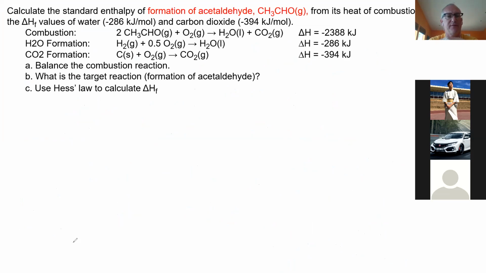The first thing we need to do is, we don't know the formula for the formation of acetaldehyde. That's our target reaction, and it's not given here. So can anyone help me out? What does it mean when it's the standard formation of acetaldehyde? Anyone remember what that means?